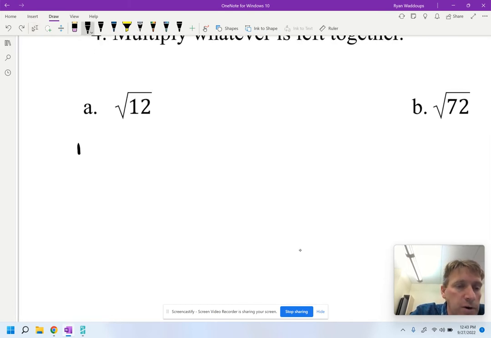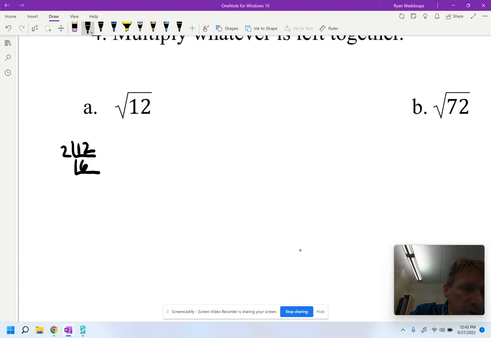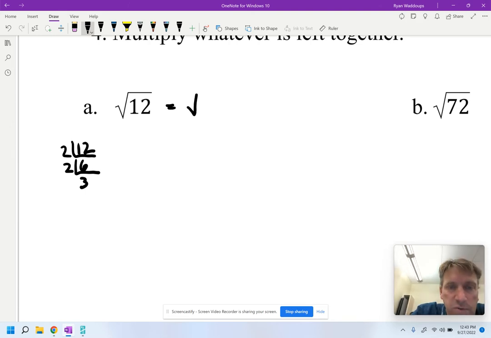The square root of 12. So I'm going to do my factor tree a little bit different. I'm going to start with 2. And 2 times 6 is 12. And I'm going to go with 2 again. 2 times 3 is 6. And this is the prime factorization of 12. And so we can rewrite the square root of 12 as 2 times 2 times 3.